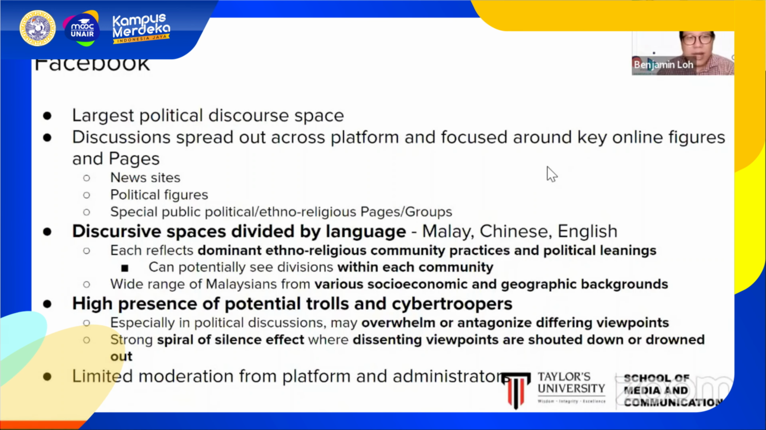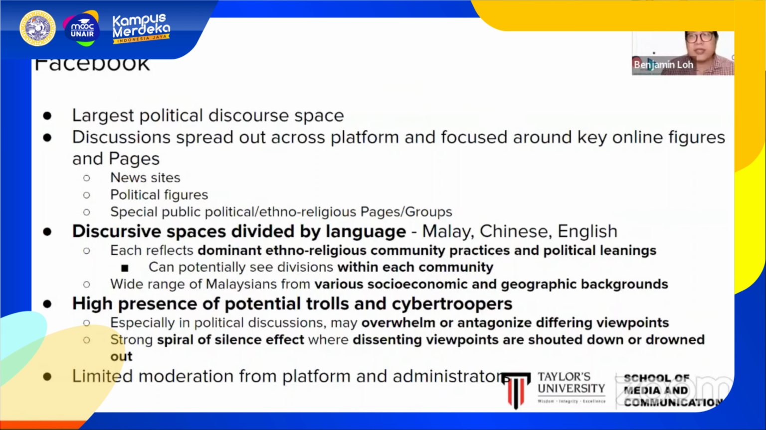Okay, so first let's take a look at Facebook. Basically, it is what we call the largest political discourse space, and the majority of online discussions take place on Facebook. It's spread out across the platform, and usually it's revolving around news sites, political figures, and public political ethno-religious pages or groups. That's usually where all these hotspots are. A lot of the spaces are divided by language, so they tend to either be in Malay, Chinese, or English. And a lot of these different spaces reflect the dominant ethno-religious community practices and political leanings of the people in that community, meaning that these people who share these affinities will all gravitate to these spaces.